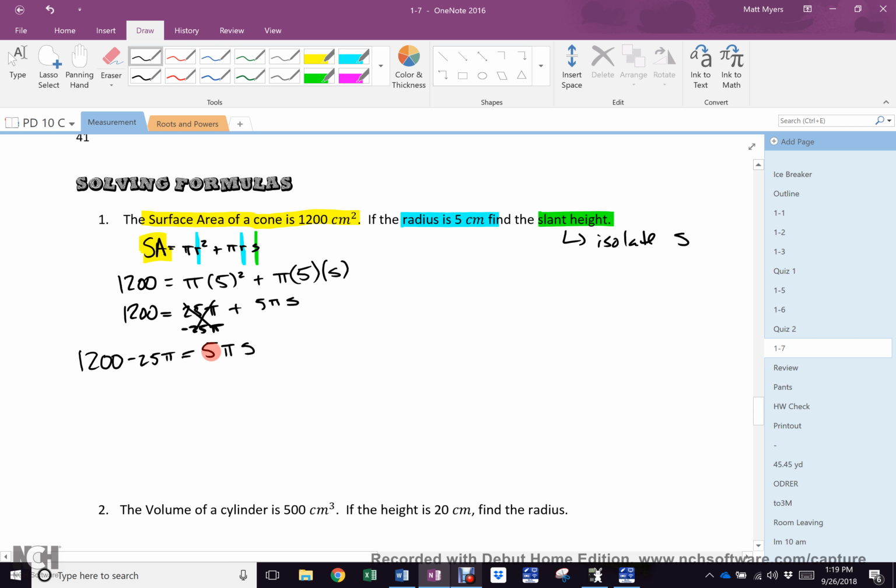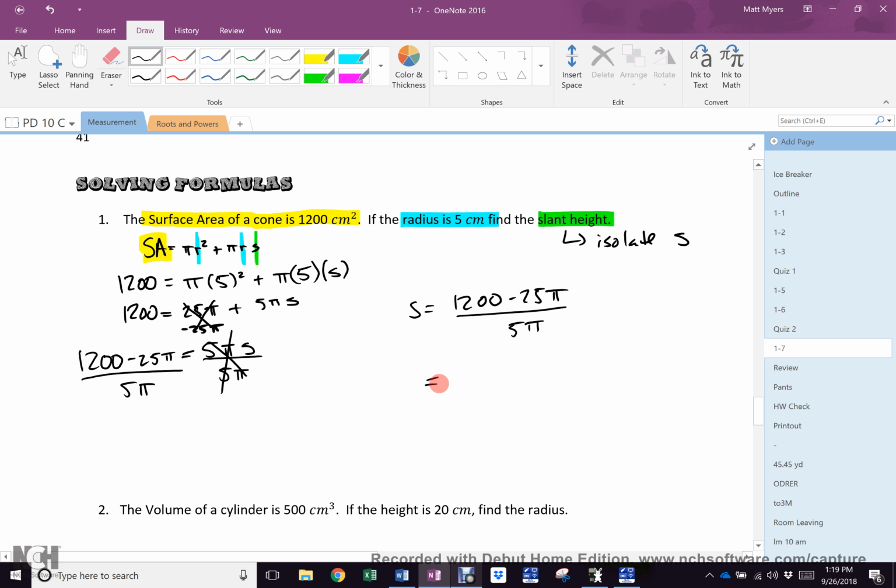How do I get rid of 5 times pi times s? I divide by 5 pi. And now, s is by itself. S equals 1,200 minus 25 pi divided by 5 pi.